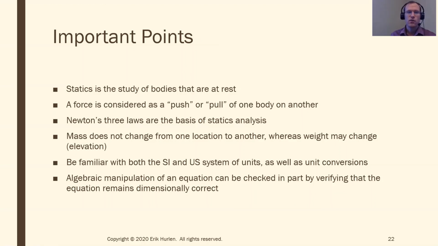Mass doesn't change from one location to another, but weight could with elevation. Again, we're not going to worry too much about that. Most things we're dealing with in this class will be on the surface of the Earth, where g is a constant, and so there's an easy correlation between mass and weight. Just multiply or divide by g, unless you're dealing with pounds mass, of course. You should be familiar with both SI and US systems, as well as all the unit conversions that go along with them. And any algebraic manipulation you can check by checking the units or by using more equations that we're going to see later.